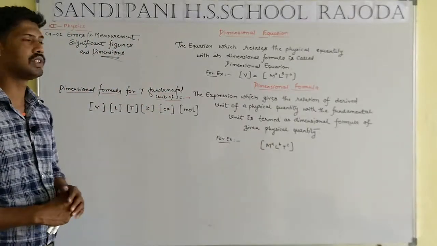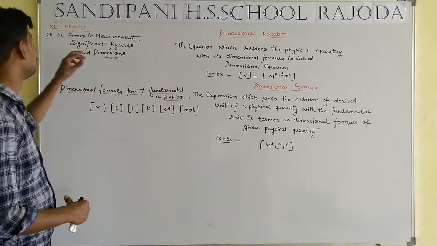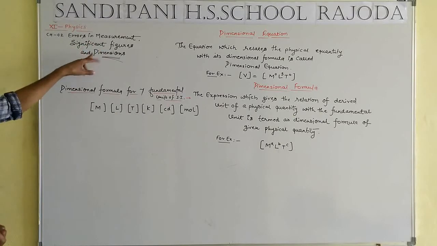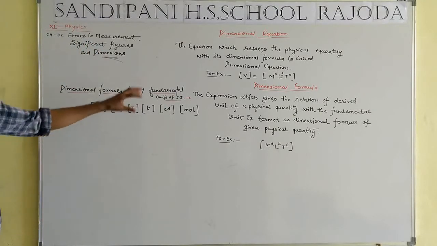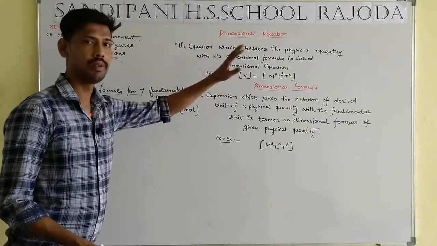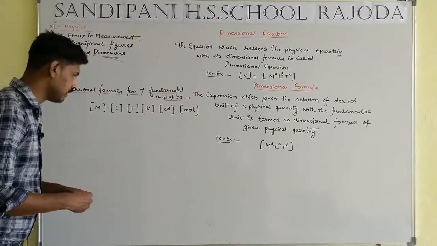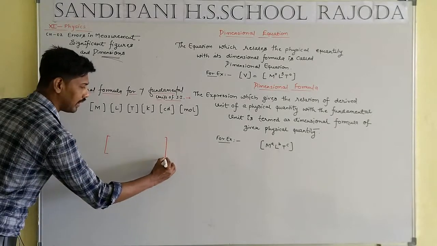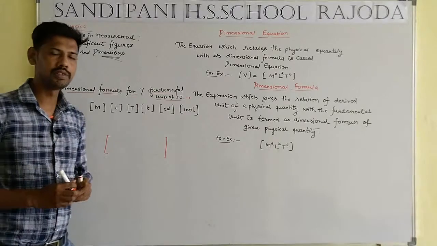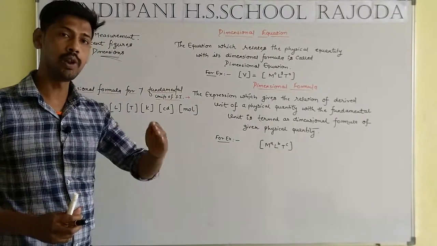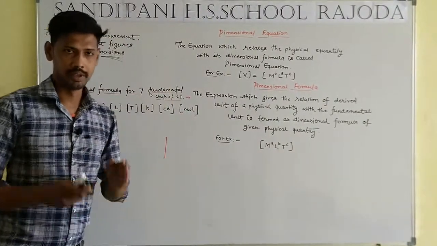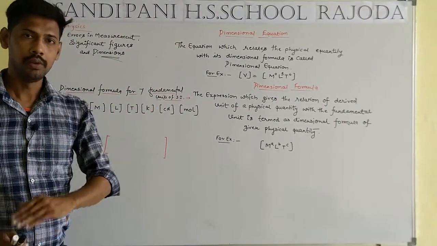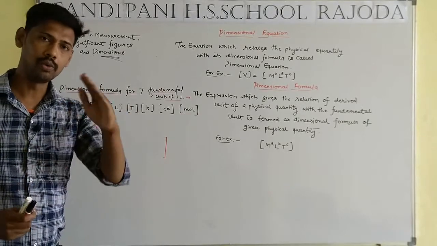Student, in the previous lecture you studied about Chapter 2: Introduction, Errors in Measurement, Significant Figures and Dimensions. Now we are taking the portion dimensional equation, dimensional formula. Dimensional formula is actually represented in the form of a square bracket. The theme of today's lecture: what is the meaning of the dimensional formula, how to represent it, what is the importance of dimensional formula, and how to derive it.